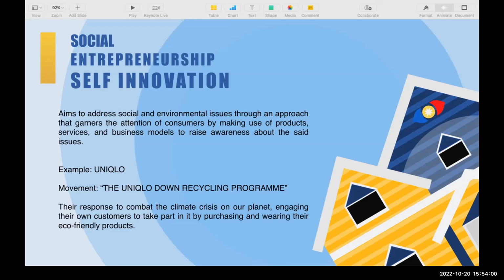Furthermore, through their Peace for All UT project, Uniqlo is also able to promote peace and unity in our society through the designs of the shirts they sell under this collection. Through this project, they were able to reach out to volunteers all over the world to design the shirts based on their personal call for peace.